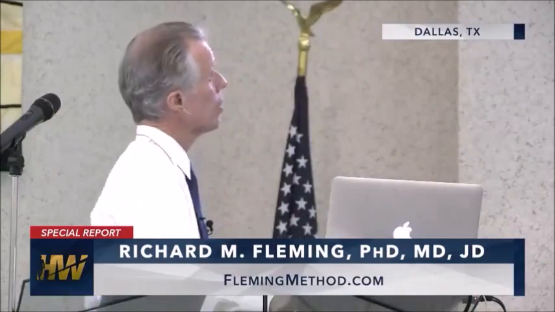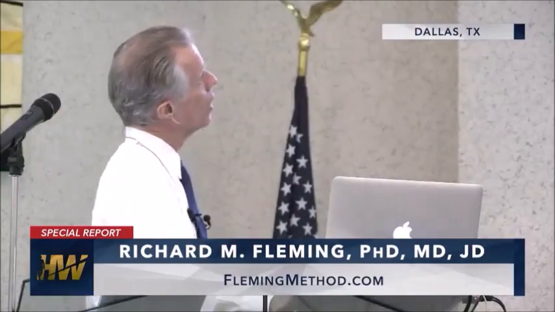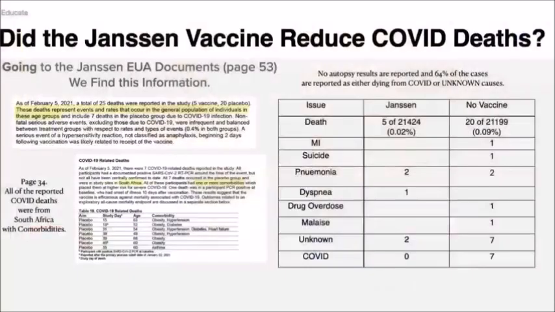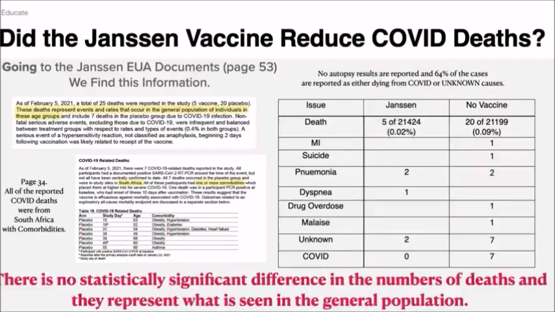Differences in drug deaths. Well, in the Janssen group 5, 20 in the non-vaccinated group. Here's the interesting thing, I think. Of these 5, 2 of them were unknown.